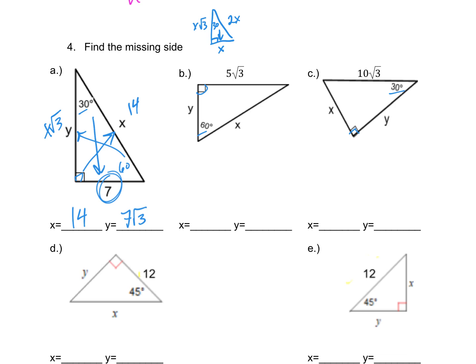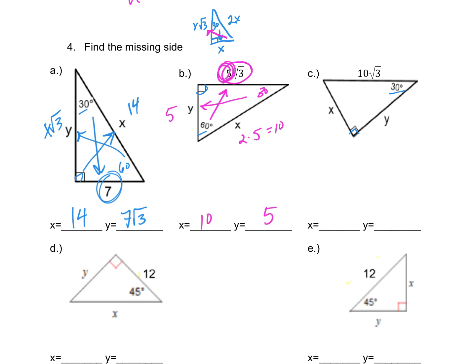If we look at letter B, we have to look at what we're given. We're given the side across from the 60-degree angle, and so that's equal to x radical 3, or this is my single radical 3. So the side across from 30, which in this case is y, would be whatever the coefficient of the radical 3 is there. So that would be a 5, and then the side across from 90 would be double this side. So 2 times 5, or 10.